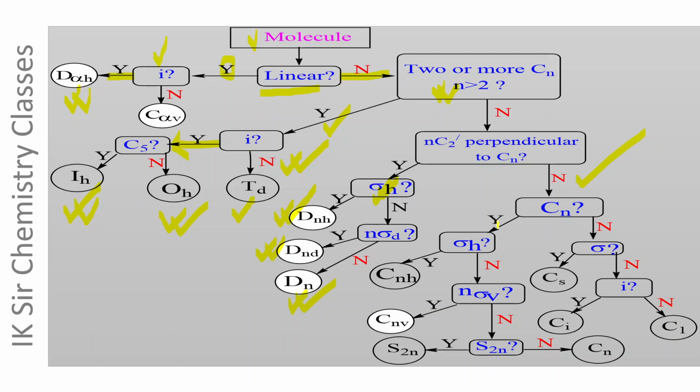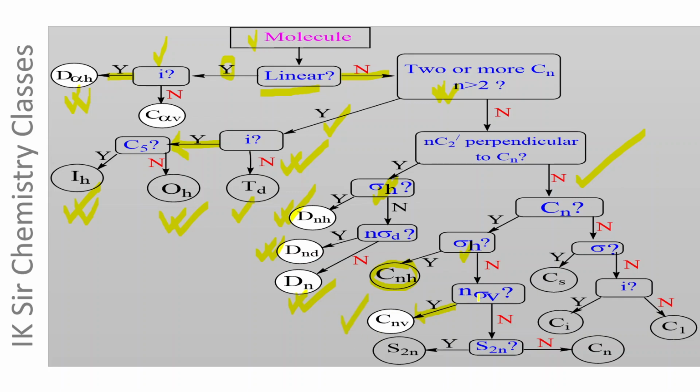If Cn is present in the molecule, we will see if σh is present in the molecule. If σh is present, its point group will be Cnh. And if the horizontal plane of symmetry is not present in the molecule which contains Cn, then we will see if n number of σv are present in the molecule or not. If n number of σv are present, its point group will be Cnv.